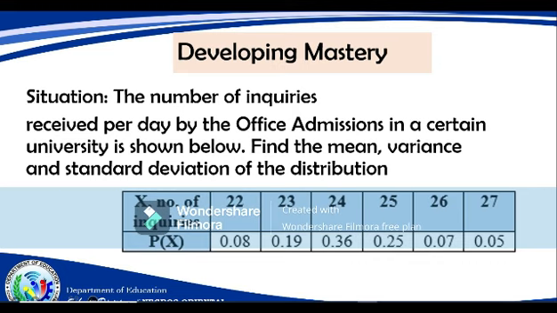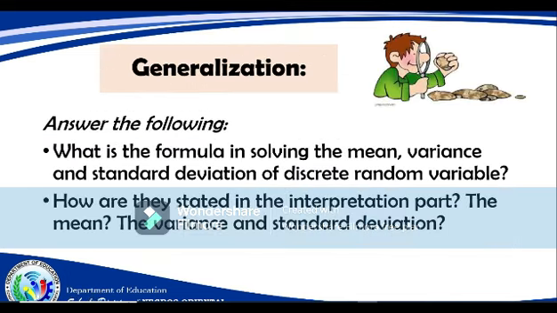So if there are 22 inquiries, the probability is 0.08. 23 inquiries, we have 0.19. 24 inquiries, we have 0.36 as the probability. Then 25 inquiries, we have 0.25. 26 inquiries, we have 0.07. Then 27 inquiries, the probability is 0.05.